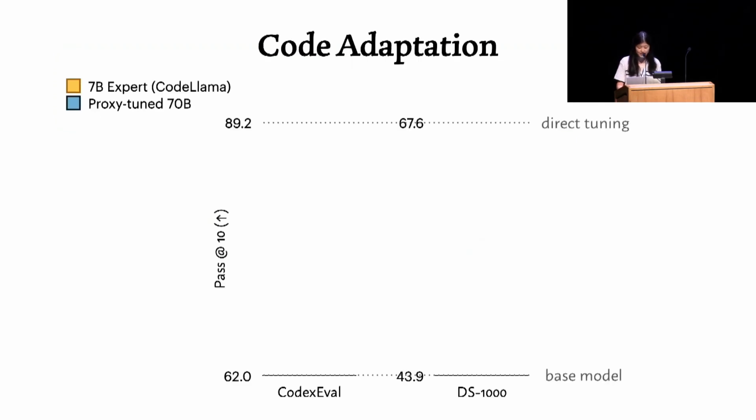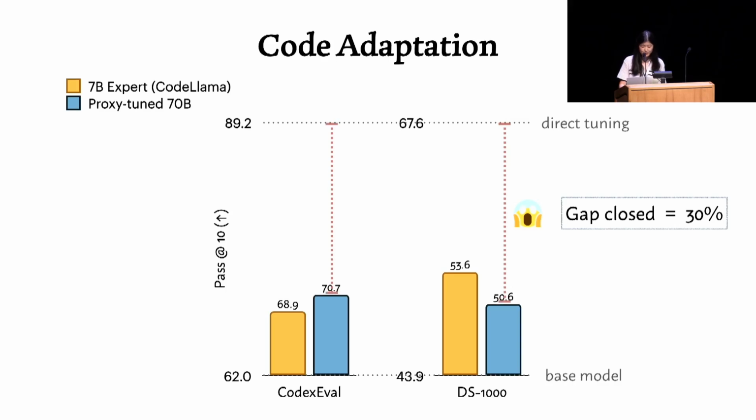Finally, we study code adaptation using CodeLlama as the expert and evaluate on coding benchmarks. Here, we find that we close much less of the gap with the true tuned model. So why is this? We actually view this as a way of understanding how complex the adaptation is.